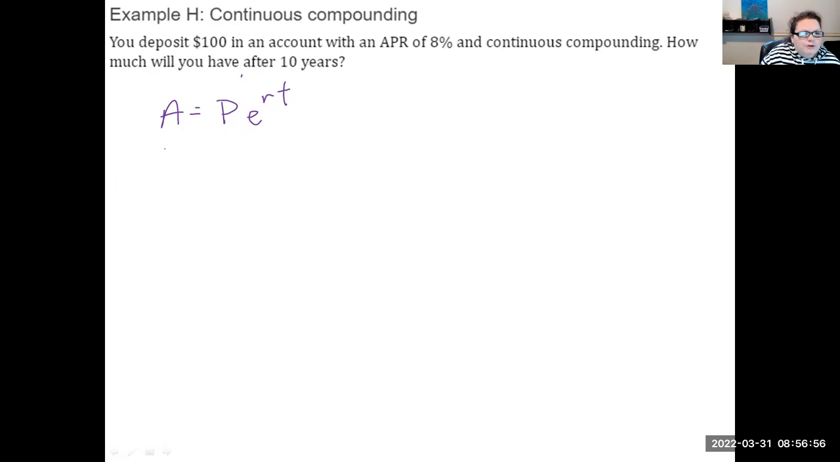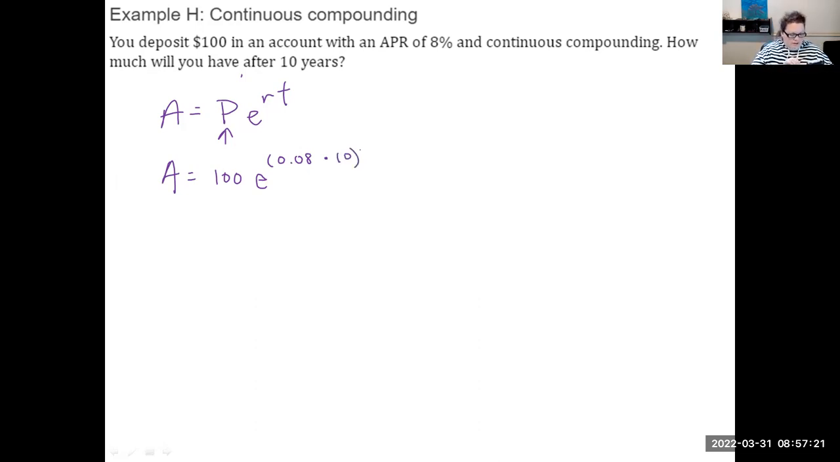Okay, so let's do this. You deposit $100 in the account. Well, the $100 is your P. So we're going to be looking for A. A is equal to $100, and then you're going to type the e to the what? 8% is 0.08. And then times how many years? 10 years.